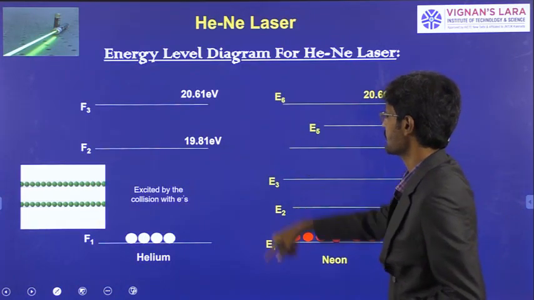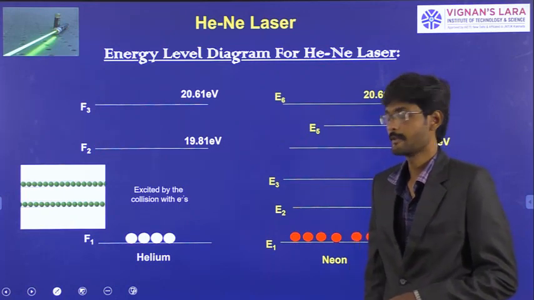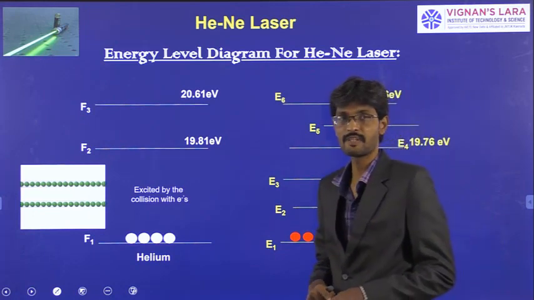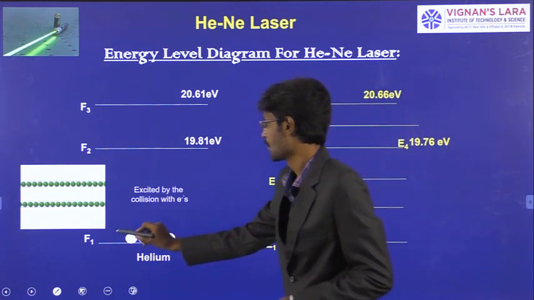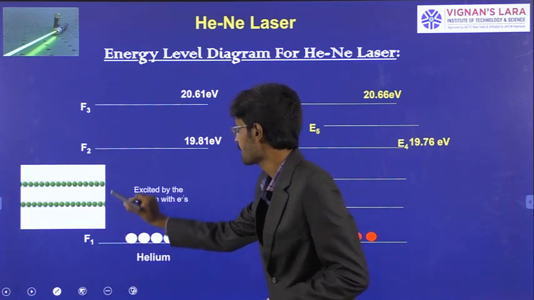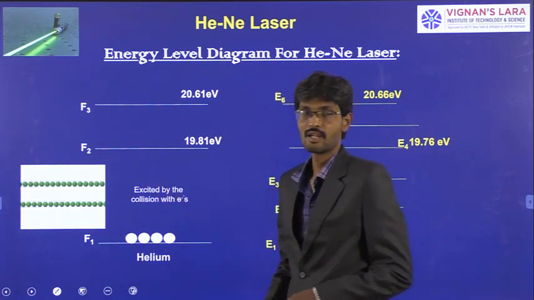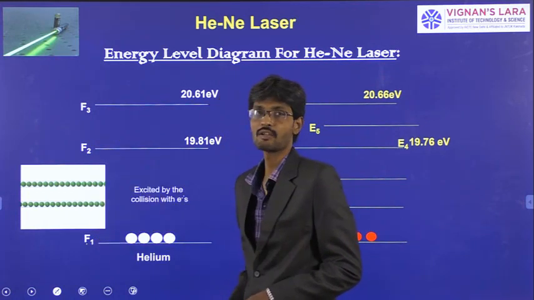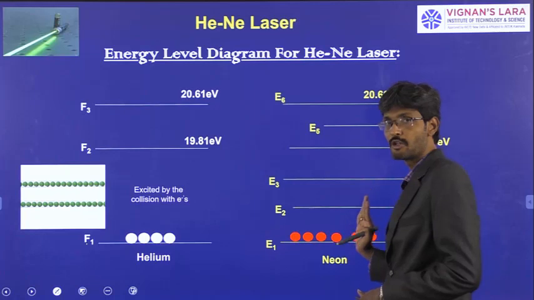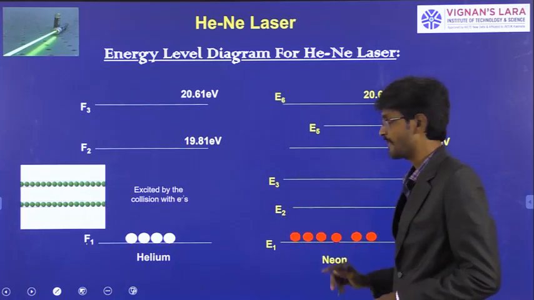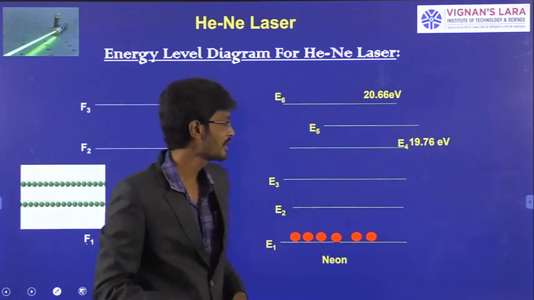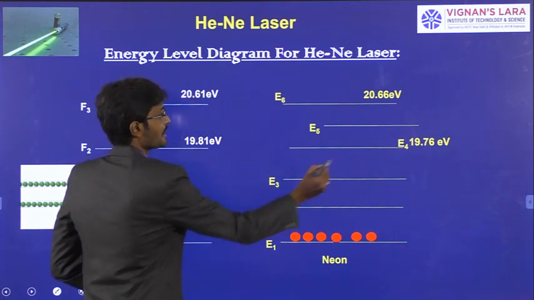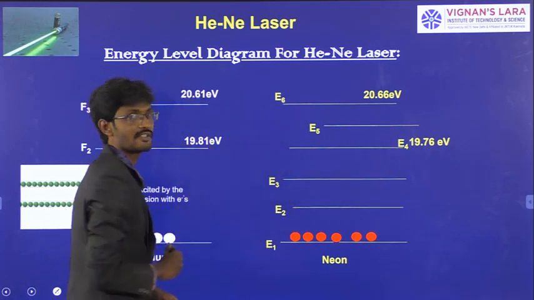Now if you see, this is called the energy level diagram of helium atoms and neon atoms. If you observe the energy level diagram of the helium atom, it contains 3 energy levels: energy level 1, energy level 2, energy level 3. Here the energy levels of helium are represented by F1, F2, F3, in order to differentiate the energy levels of neon and helium. And if you observe, neon contains 6 energy levels: E1, E2, E3, E4, E5, and E6.